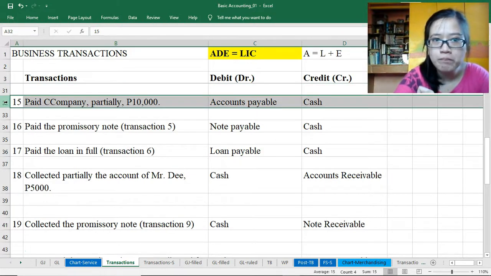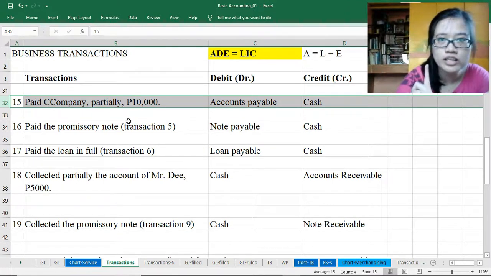Number 15, paid C company partially 10,000. Di ba kanina merong nakasetup na accounts payable for yung biniling gamit from C company. In this case, nagbayad na tayong business ngayon kay C company, pero partial lang, 10,000 lang muna. Okay? So, nagbayad, di ba? So, affected ang cash, 10,000. Tapos, since naka-record na to kanina as accounts payable, mababawasan yung utang na in the form of accounts payable. So, that's the other account na gagamitin natin.